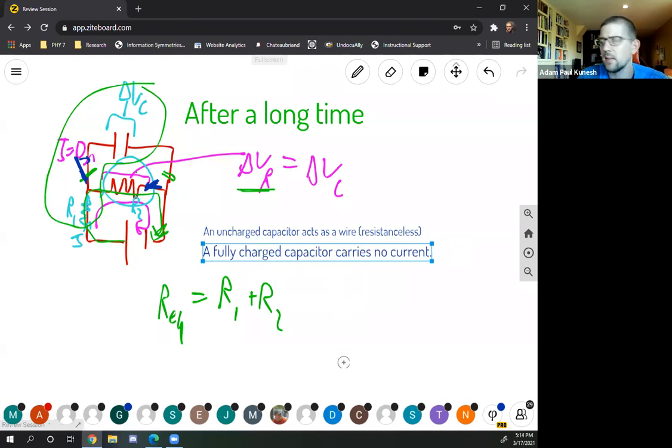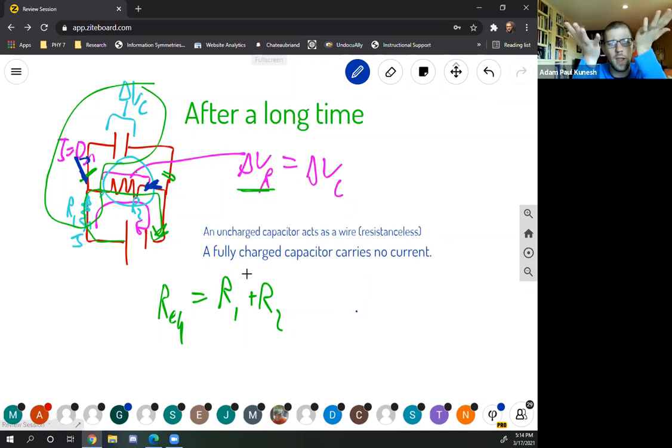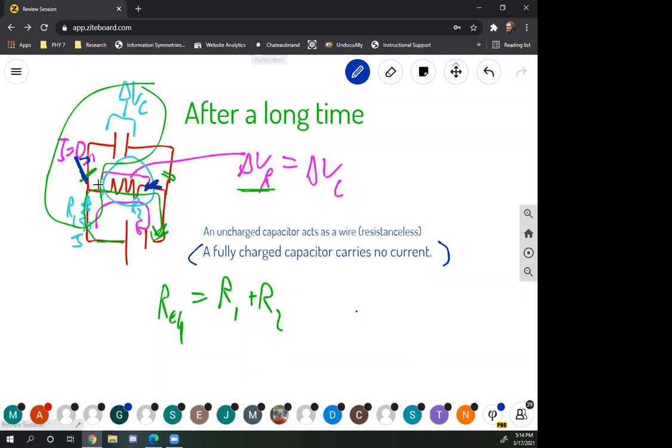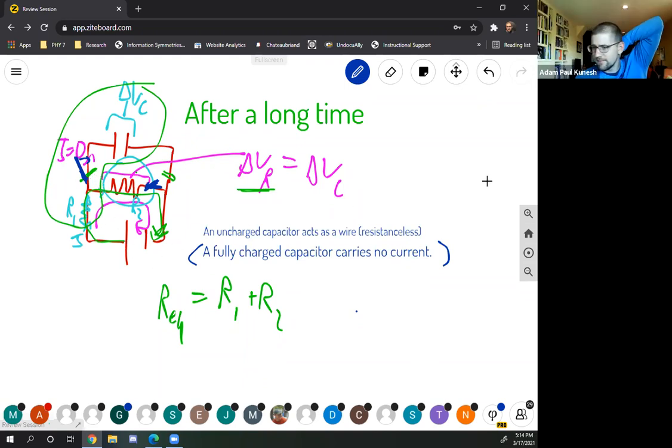I hesitate to say it has infinite resistance because really it's a game between both the capacitor's voltage and whatever's supplying the capacitor with voltage. So it's not really infinite resistance, but it is true that a fully charged capacitor carries no current. There'll be no current going through it. Does that help? Is that all right? Yeah, that's exactly what I needed help on. Good stuff.